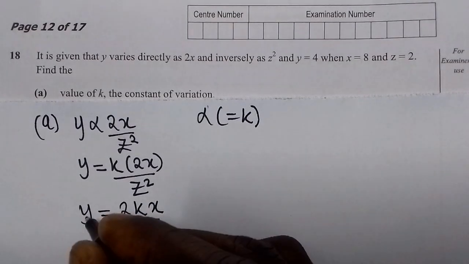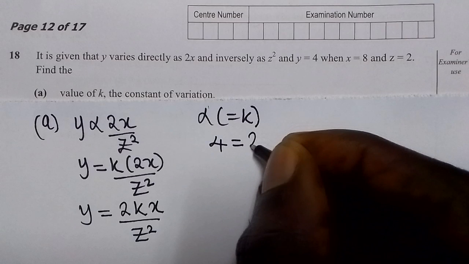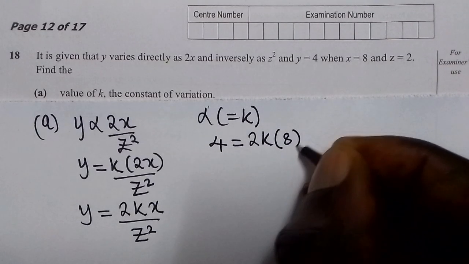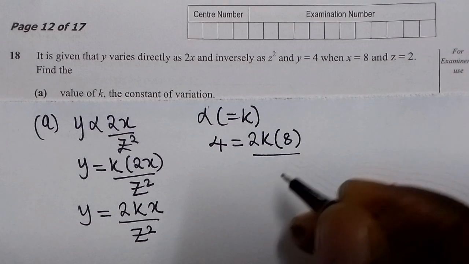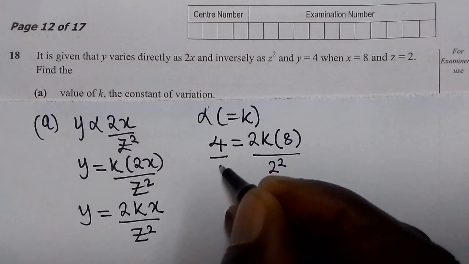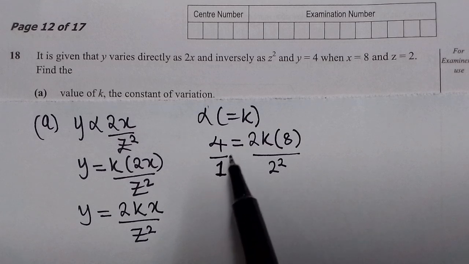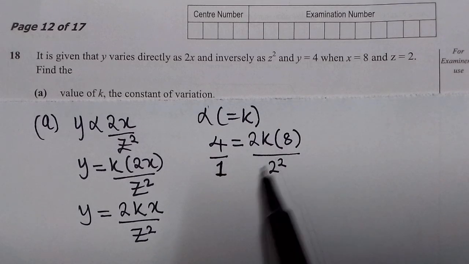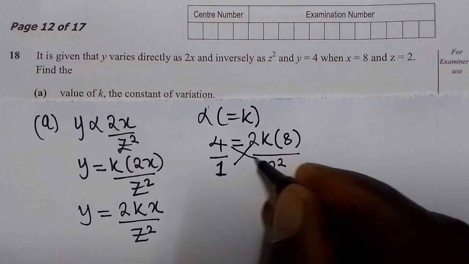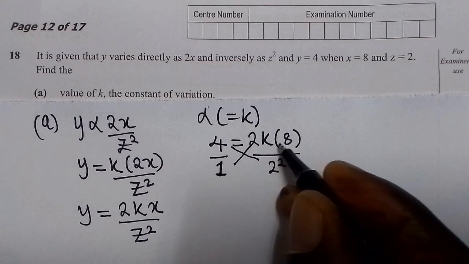So where there's y, we're going to put 4, and then we're going to say equal to 2, k. Where there's x, we put 8, and over, where there's z, we put 2 square. To find k, we just cross multiply, introducing over 1 on 4. We introduce over 1 on 4 because we've got a fraction this side, so even this side we make it a fraction, and cross multiply here. This will give us 2 times k times 8 times 1.